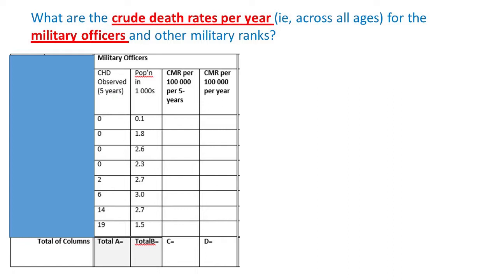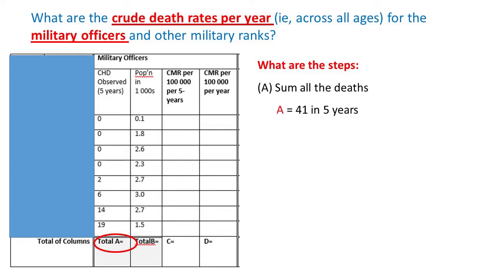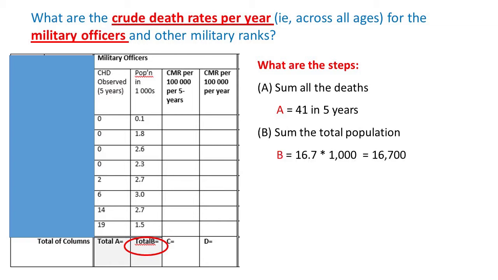The first step in calculating crude death rate is to calculate the total number of deaths, represented by character A in the last row. We have A equals 41 deaths in 5 years. Second, we calculate the total number of military officers, represented by character B in the last row. We have B equals 16.7 or 16,700 officers because the unit is 1,000.